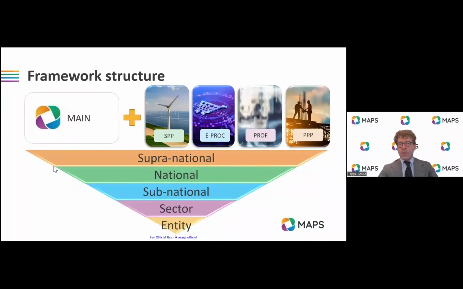First of all, we have changed the overall structure of the MAPS framework. Before, the framework consisted of a main methodology, also known as core MAPS, and a series of supplementary modules. We still have that structure. However, now we have MAPS main or core MAPS, and then we have 4 supplementary modules: sustainable public procurement, e-procurement, professionalization, and public-private partnerships and concessions.